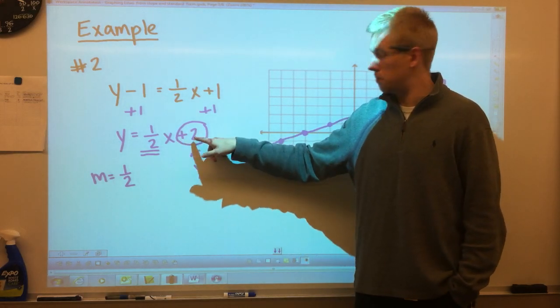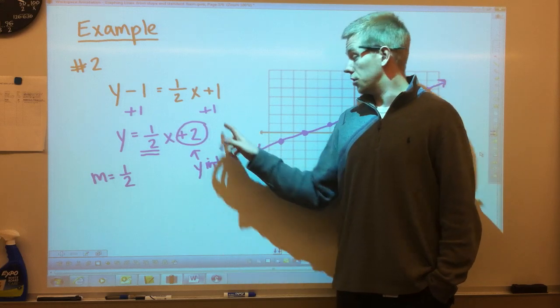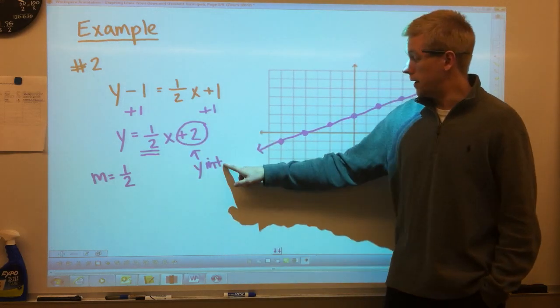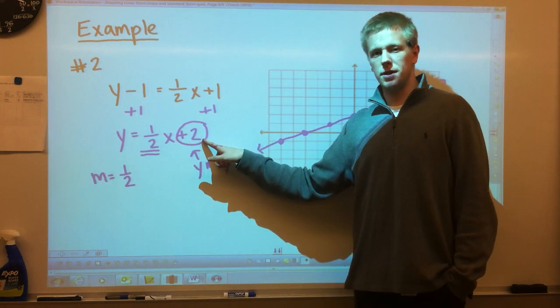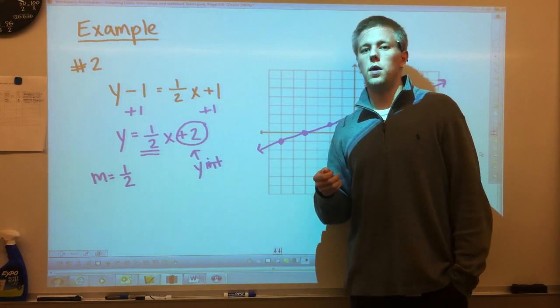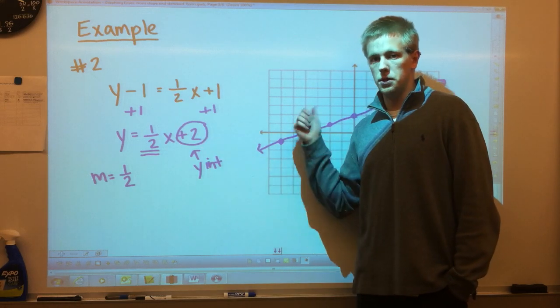Yes, that is +2, but that's also a positive symbol. So you can go ahead and circle the whole thing. And I just made a note that that's my y-intercept, that's my starting point. I always start with my y-intercept. So we're going to use this to help us graph.